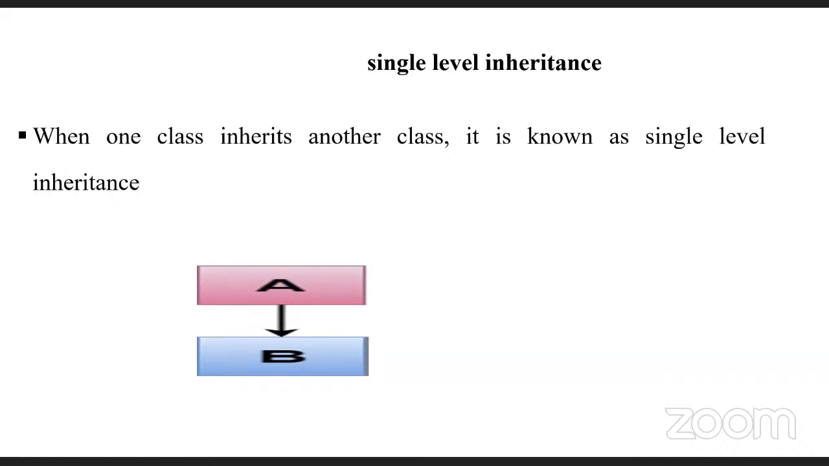I don't know how many students have one parent and one child. That is called single. Suppose one parent has 2 children. That is not single. One parent, one child, that is called single inheritance. Here A is the parent and B is the child. One parent having one child is called single inheritance.